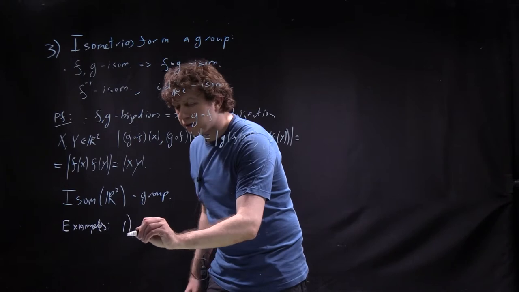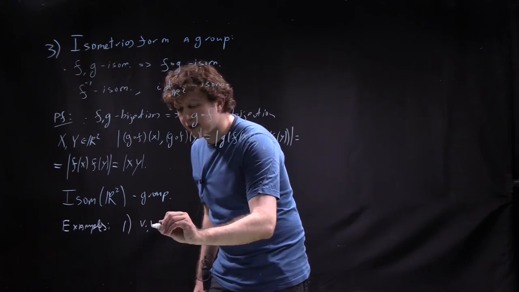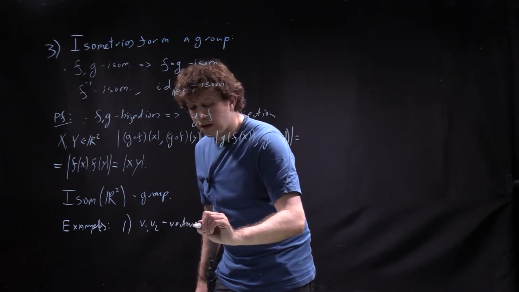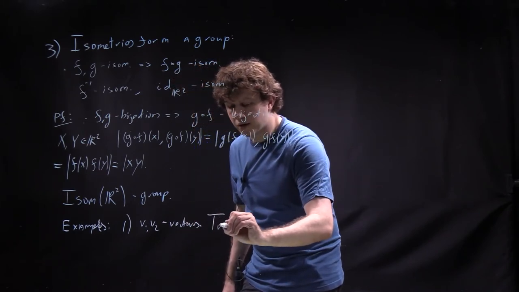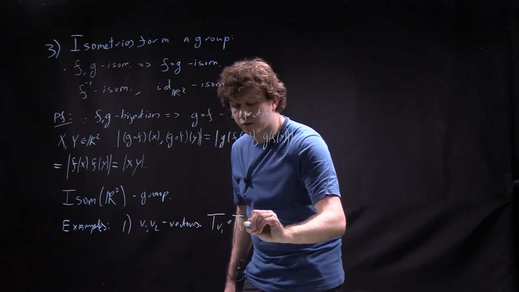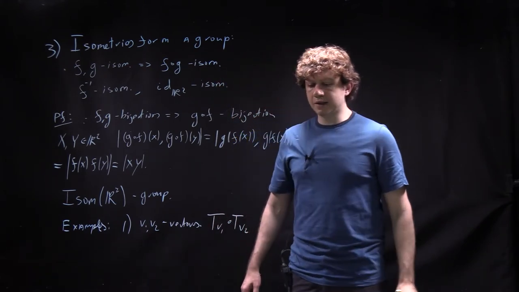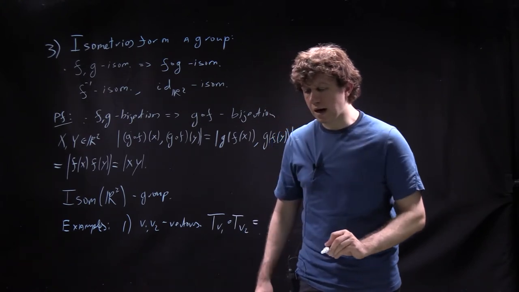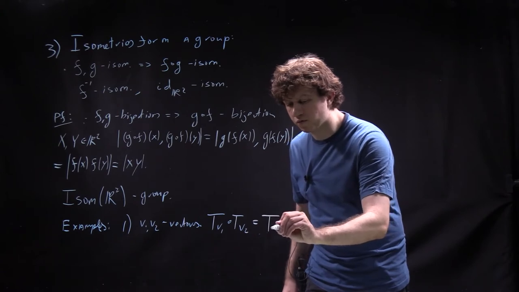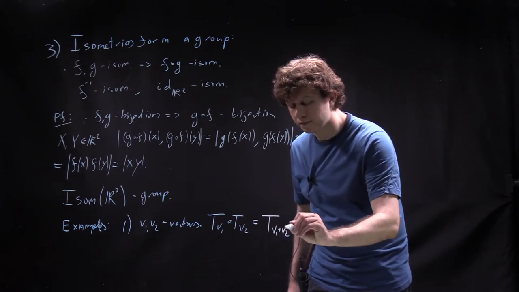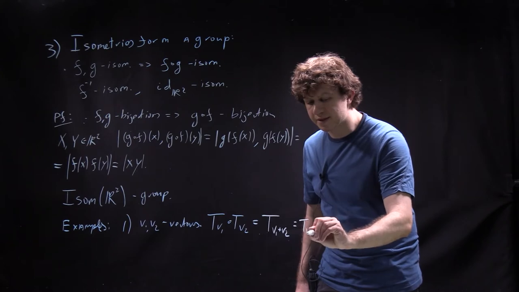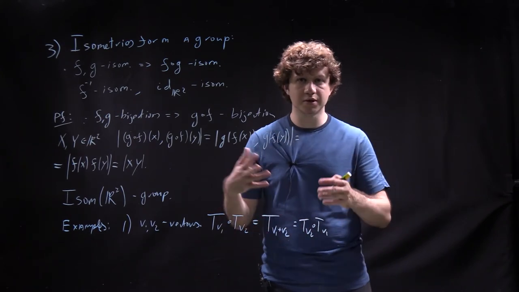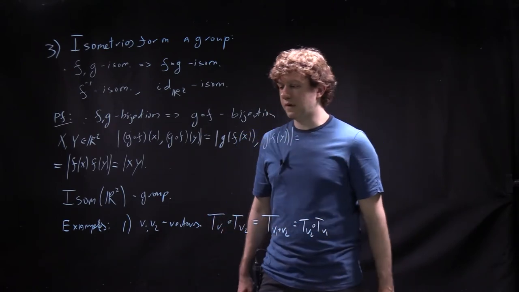So first, let's take vectors v1 and v2. These are vectors. And then one can try to compose a parallel transport by v1 and parallel transport by v2. And that's very simple to do. So I claim that that's nothing but the parallel transport by vector v1 plus v2. And so in particular, that's the same as tv2 composed with tv1. So when you compose parallel transports, the order does not matter. And that's more or less clear.